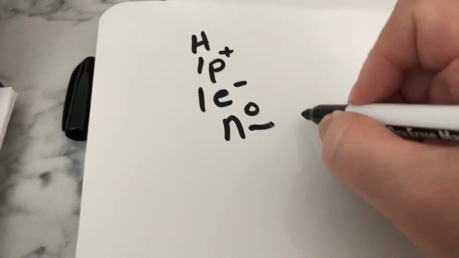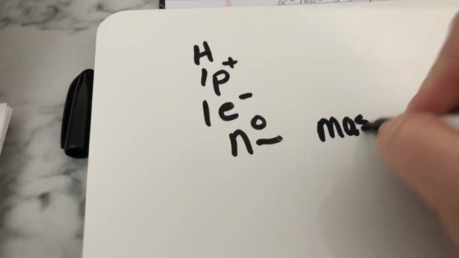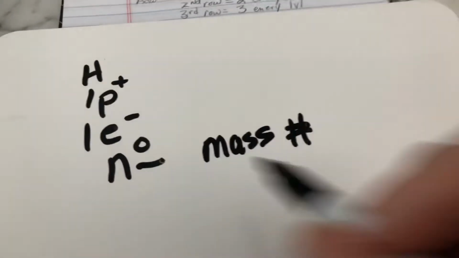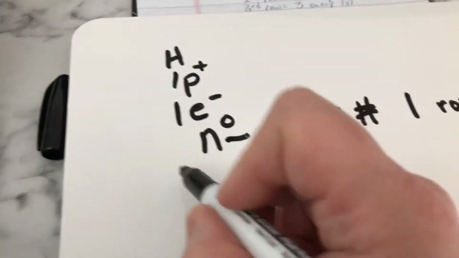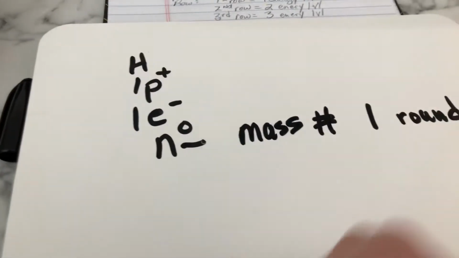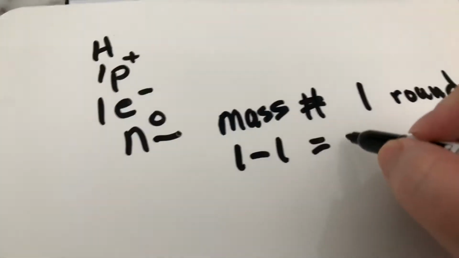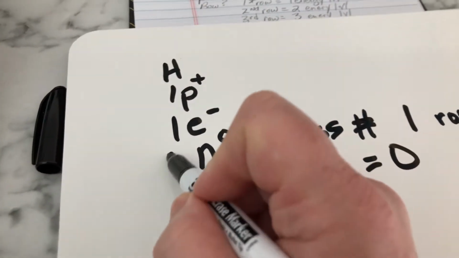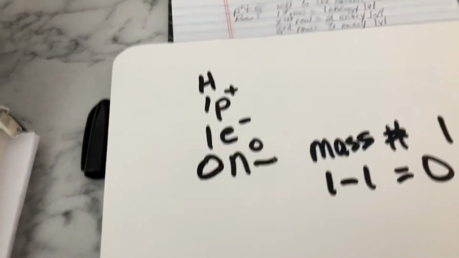So back over here, you're going to take the mass number, which for hydrogen is 1. You're going to round that number, and then take that number and subtract the number of protons or electrons. It really doesn't matter. 1 minus 1 is equal to 0. So there are going to be 0 neutrons when you draw the Bohr model for hydrogen.